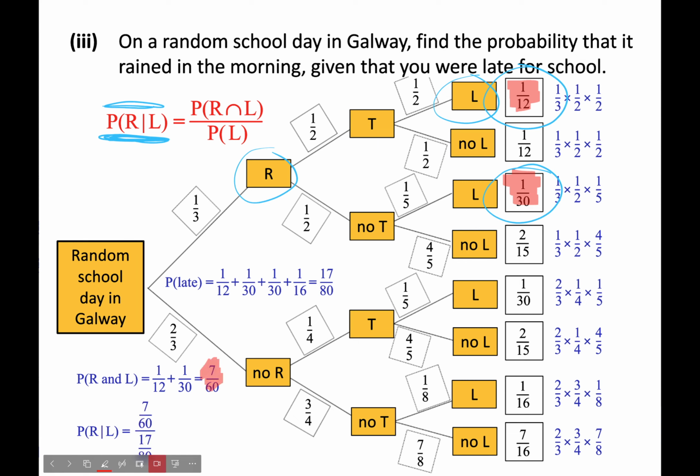So the probability that it rained, given that you're late, is the probability that it rained and you were late divided by the probability that you were late. And when you simplify it all down, you get 28/51. And that was for 10 marks.